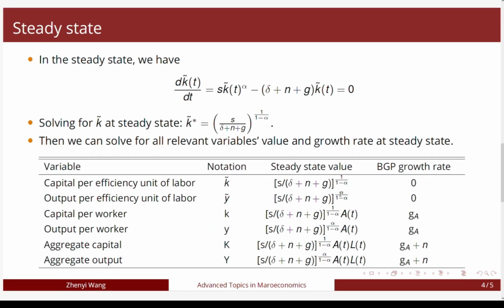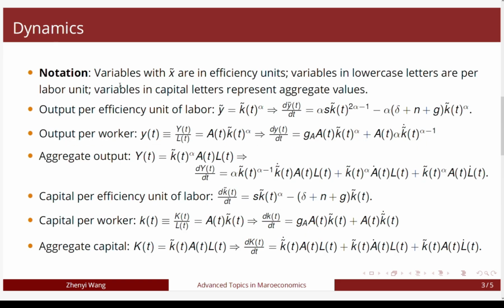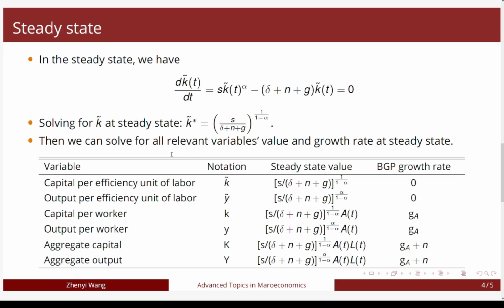Then in the steady state, the change of k tilde should be 0, so we can solve for k tilde at steady state from the dynamic equation. Then if we already have the value of k tilde star, which is the value of k tilde at the steady state, based on these dynamic equations, we can solve for all relevant variables' values and growth rates at steady state. Here I list all of these values and growth rates in this table.